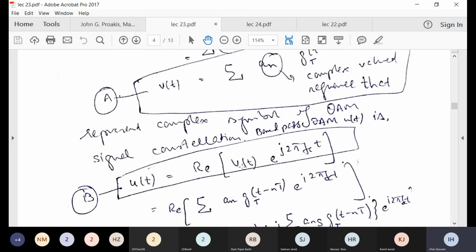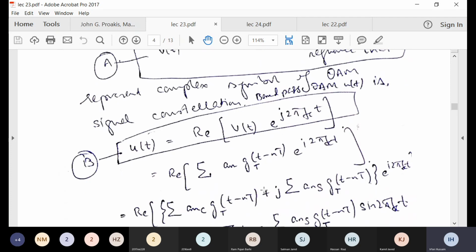Passband signal, as we have seen previously, is always the real part of V(t) e^{jωt}. If you could remember, when you take the real part, it comes out to V(t) times cosine. But now your V(t) is not simply a real signal. V(t) is actually a sequence which is complex. It is this one.